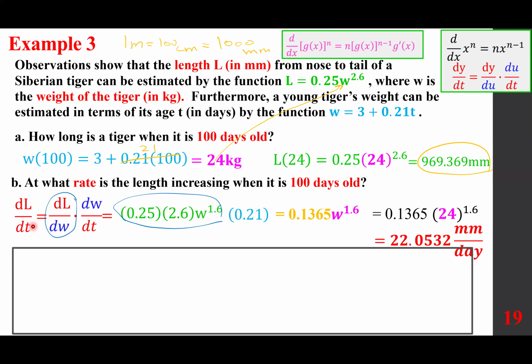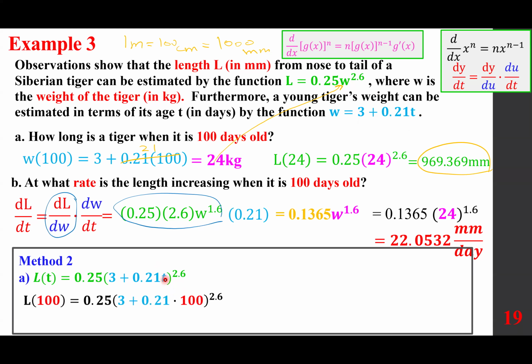The second method is to find the composite function. L is 0.25 times W, replace it with (3 plus 0.21t) to the power of 2.6. Now this is the composite function we found. And so if we want L of 100, plug in 100 here. So 0.25 times the parenthesis 3 plus 0.21 times t, which is 100, to the power of 2.6. You put it into a calculator and it gives you the answer, which is the same as what we got here.